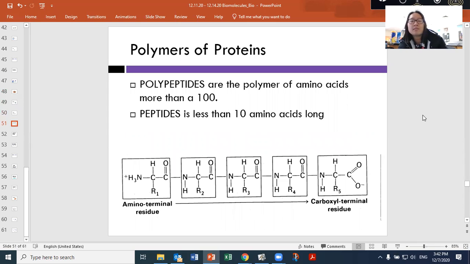So the polymer name is called a polypeptide when it's really long. When you connect over 100 amino acids together, you get a polypeptide. And most of the time we'll just call them polypeptides. And then peptides are short ones, so if they're like 10 or shorter connected together.